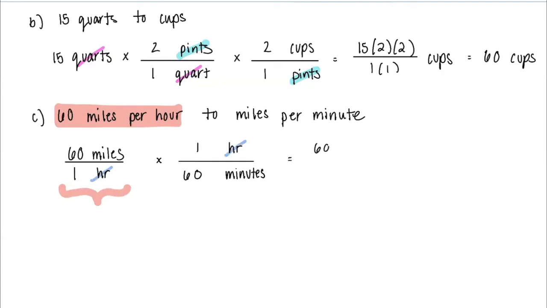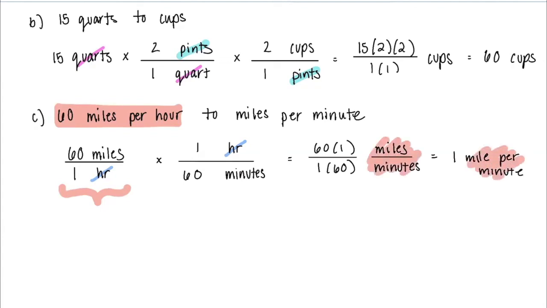left with a 60 and a 1 up top, a 1 and a 60 in the bottom, and the unit in the numerator is miles. Now the unit in the denominator is minutes. So this ends up being 1 mile per minute. Okay, that's what this unit means, miles per minute, and then 60 over 60 is 1.